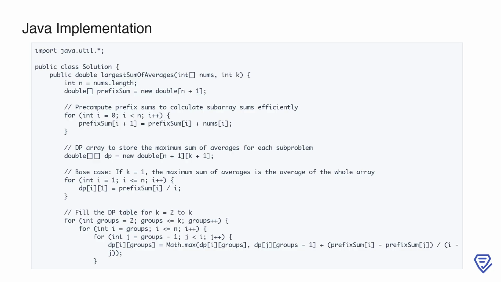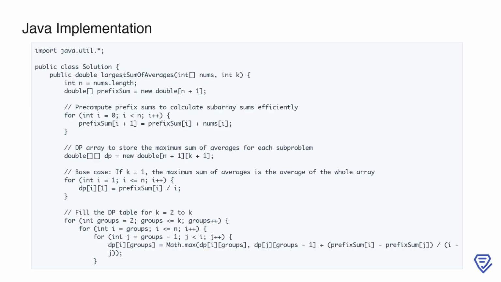Next, we define a 2D dynamic programming array DP, where dp[i][groups] represents the maximum sum of averages we can achieve using the first i elements of the array divided into groups. Now, for the base case, if there's only one group, the maximum sum of averages is simply the average of the entire subarray from the start to index i. This is why we initialize dp[i][1] with prefixSum[i]/i.